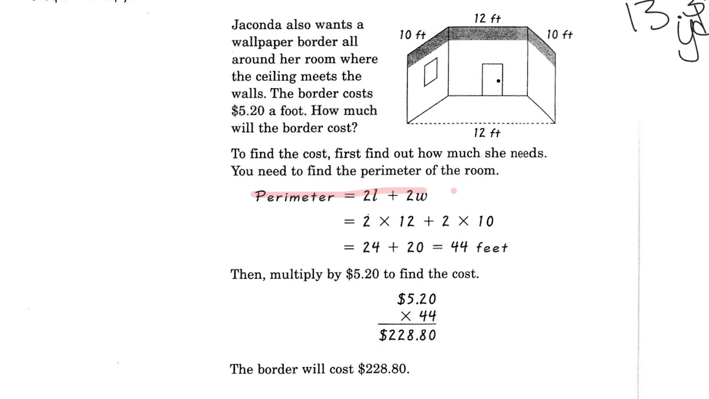So if you look at your room, it's a 10 by 12 by 10 by 12. So it's 2 times 12 and 2 times 10, or 24 plus 20, which is 44 feet. It says then multiply by $5.20 to find the cost. So she took $5.20 times 44 and got $228.80. So the border is going to cost you $228.80. Make sure you got some stuff highlighted, underlined, or whatever before going on to the next page.